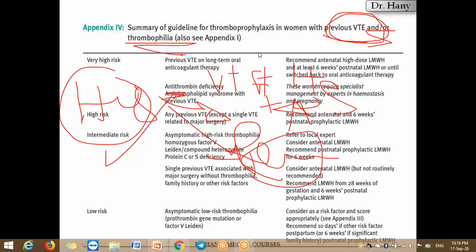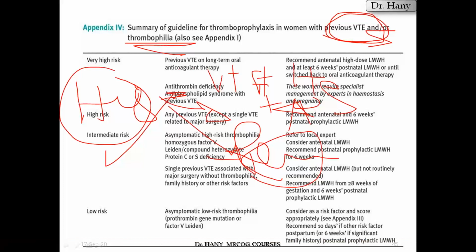What is the indication of high dose? It's here. A previous VTE on long-term anticoagulant, a very high-risk woman with antithrombin deficiency, high-risk thrombophilia, antiphospholipid syndrome with VTE. So, recurrent VTE, or a previous VTE plus antiphospholipid syndrome in the question, recommend antenatal high dose and 6 weeks postnatal. And the woman requires a specialist, a VTE expert, with you.